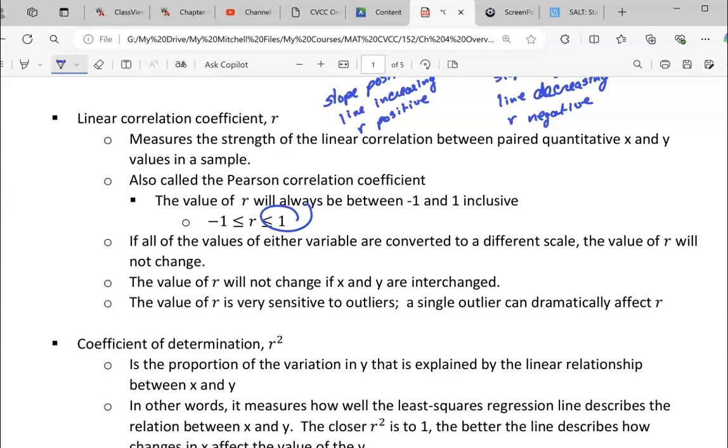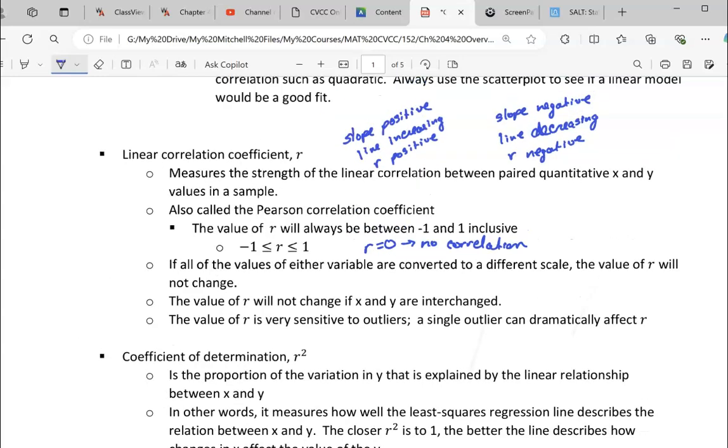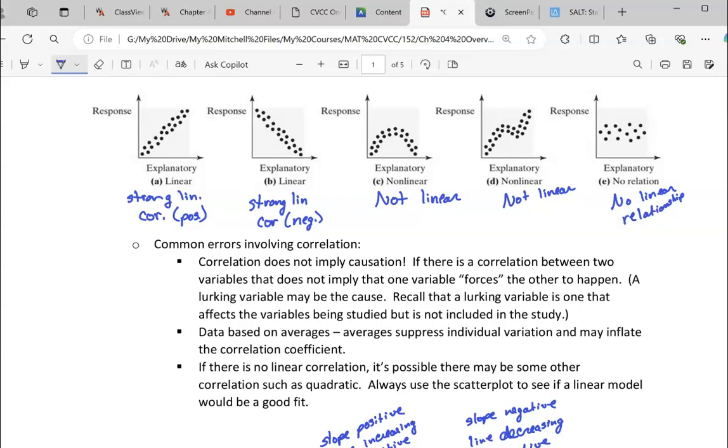-1 and 1. If we get 1 exactly, we have a perfect correlation. This is going to be a positive line, and all the points are going to line up perfectly. If we end up with -1, then we're going to have a negative correlation, and again, those dots are going to be perfectly in line. If we end up with 0, there is no correlation. And that means those dots are going to be all over the place, like in that last picture that we had here.